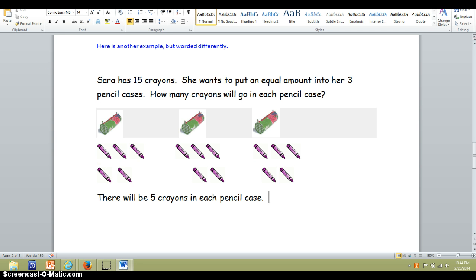I hope this helped. If you follow this template, then you'll be sure to get all the division story problems correct.